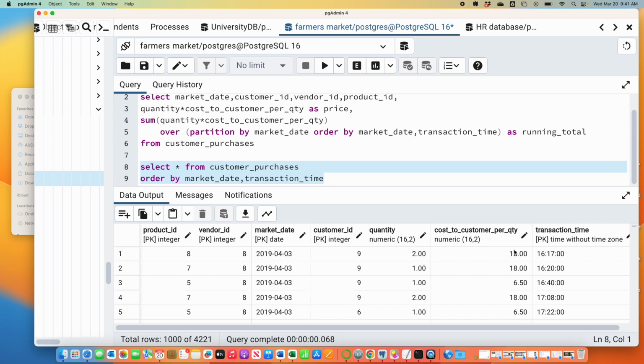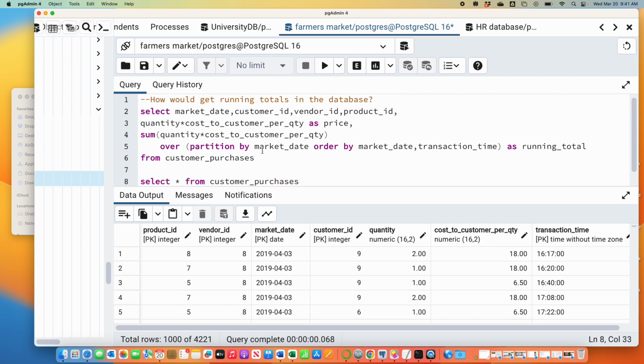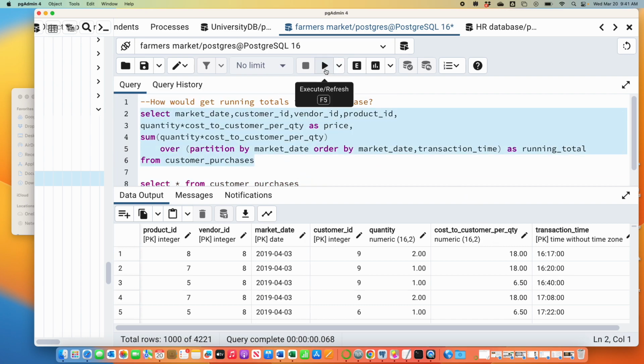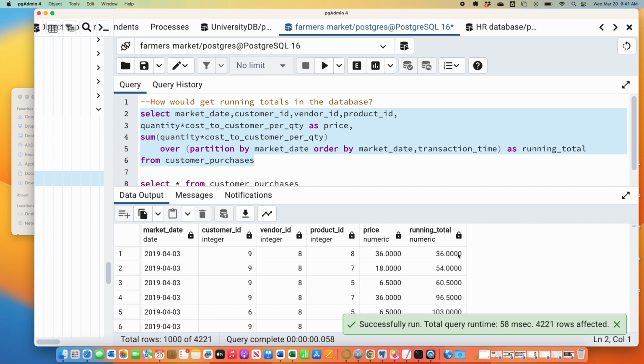2 times 18. Then the next purchase made was 18 times 1. Then the next purchase made was 650. So if you're keeping track, that's 36 bucks initially, plus another 18 is 54, plus another 650 is 60.50. Let me run this again, and now I'll be less confused, I think. So you see where these numbers are coming from? 36 bucks is the very first transaction made. And then somebody spent 18 bucks, knocking it up to 54. Somebody spent 650, knocking it up to 60.50, and so on.